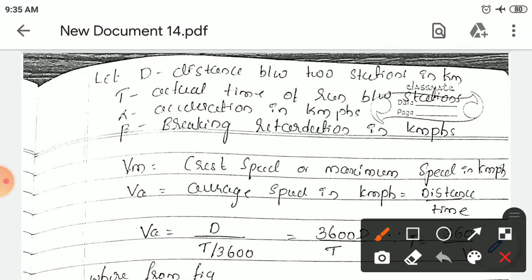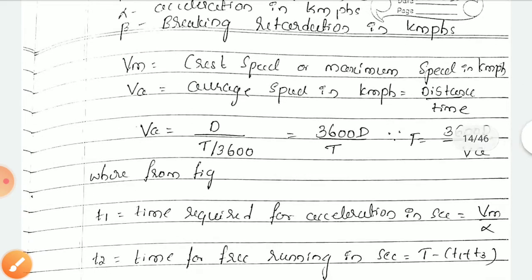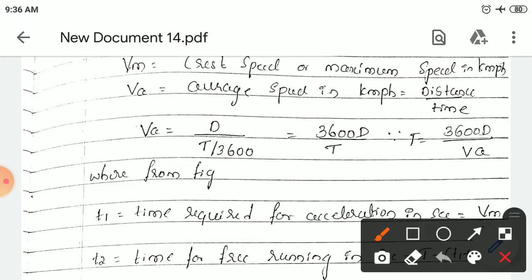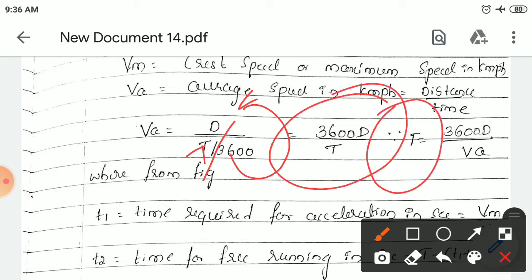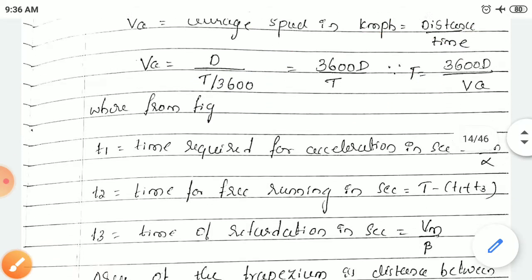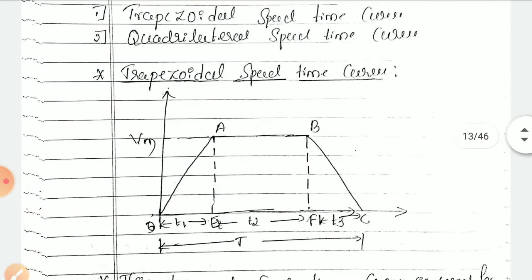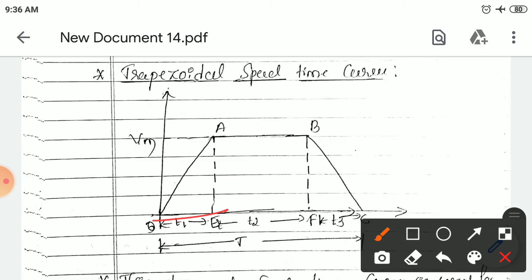Va, the average speed, is the distance divided by time. So Va is equal to distance D divided by time T divided by 3600, so the 3600 goes here: Va is equal to 3600 D divided by T, where T is equal to 3600 D divided by Va. Now from the figure, T1 is the time required for the acceleration, T2 is the time for free running, and T3 is the time of braking.